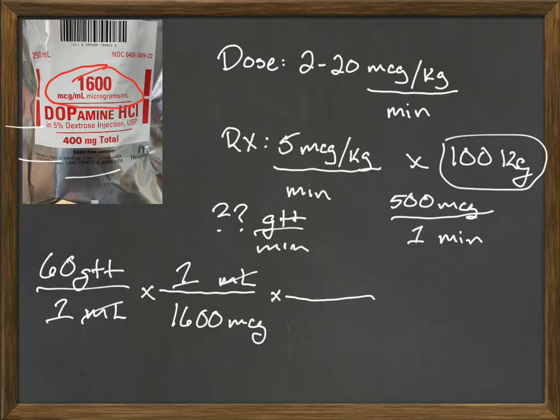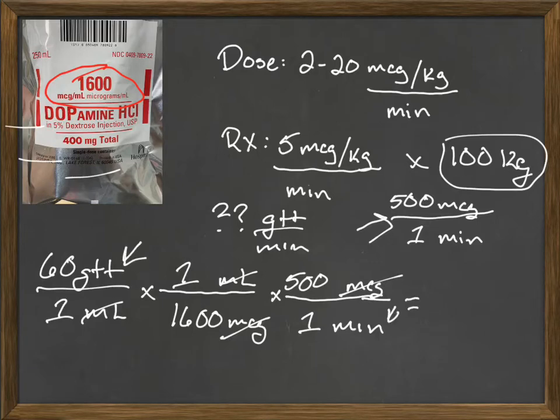So now we need to put micrograms on the top to get rid of that. So we've already ruled out micrograms, and what do we have left? Yes, our dose. So we need to give 500 micrograms over 1 minute. And again, our micrograms is canceled out. And now we're left with drops on the top and minute on the bottom. Well, that's what we need. So now we can solve the math.